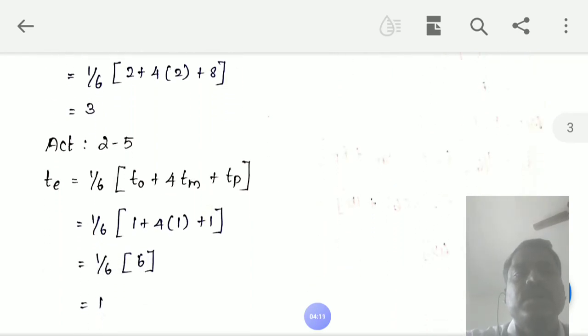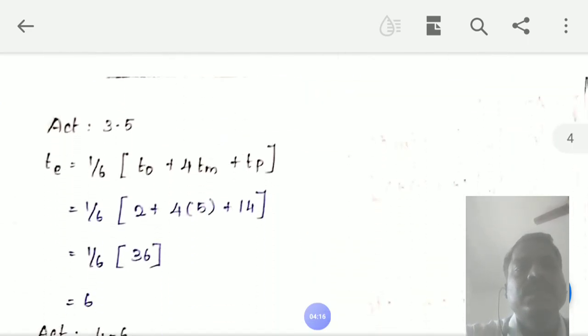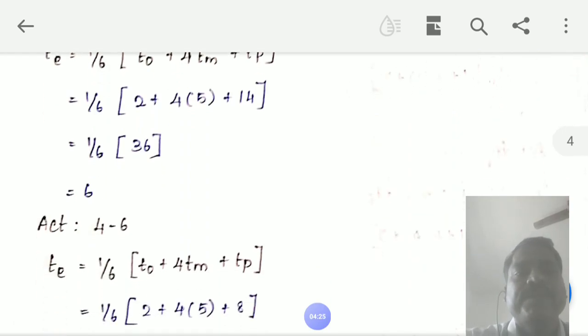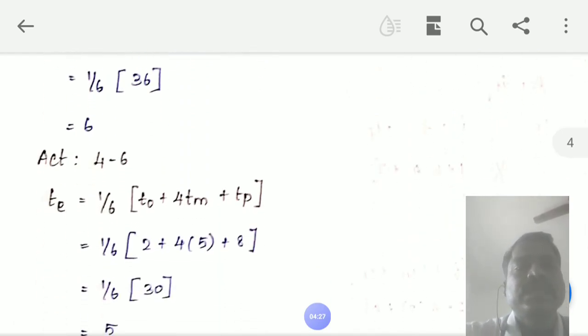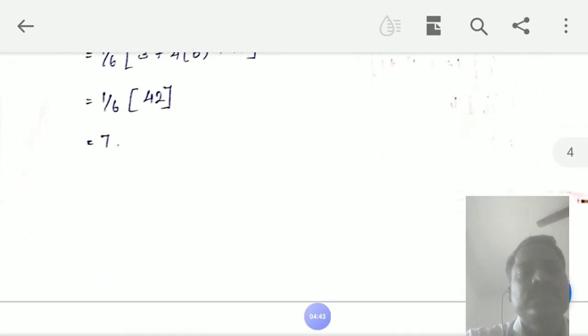Likewise, the duration of the activity 2 to 5 is 1, and the activity 3 to 5 is 6, using the same formula to find the duration of the activity. Next, activity 4 to 6. The duration of the activity 4 to 6 is 5. Next, activity 5 to 6 is 7.